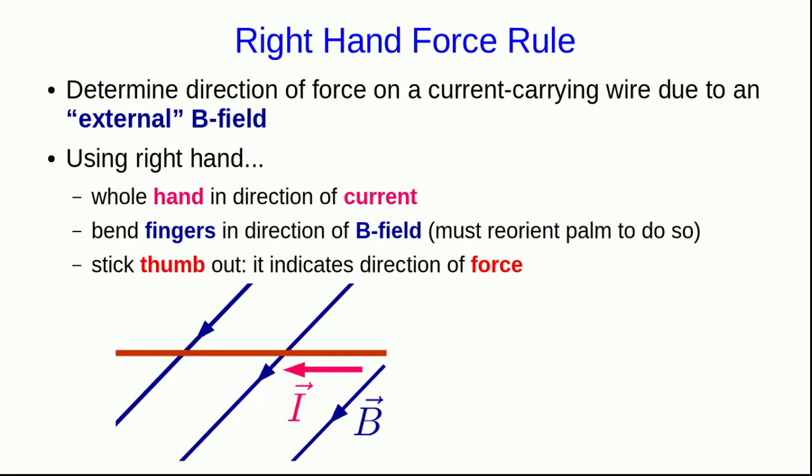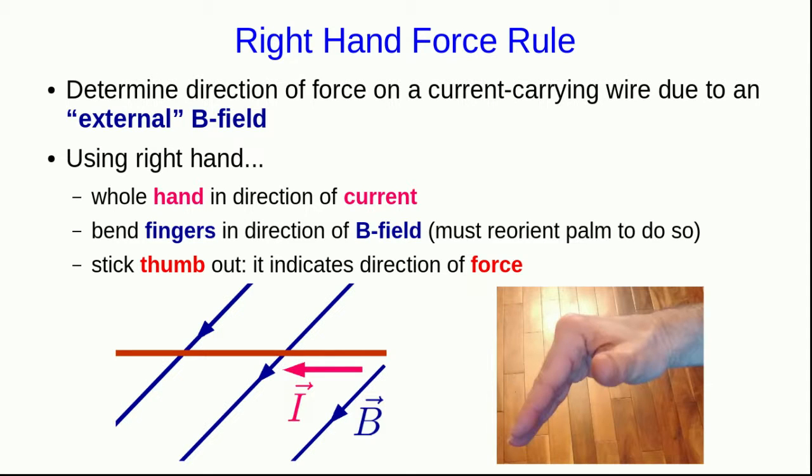So try it with this one. We have a current to the left and a B field to the left and down. Try it out with your hand, and what you should have come up with is your hand looking about like this, indicating that the magnetic force must be out of the screen.